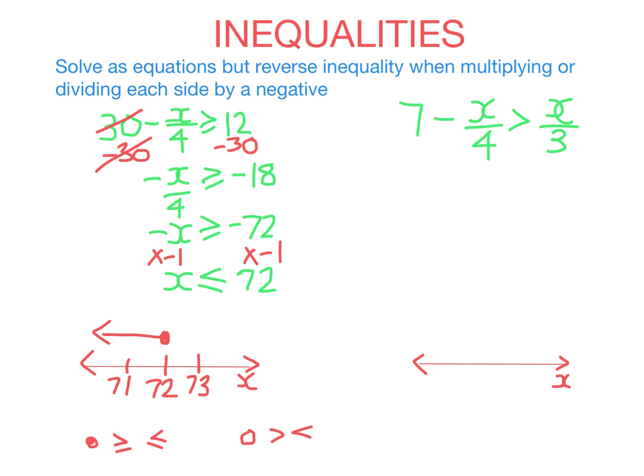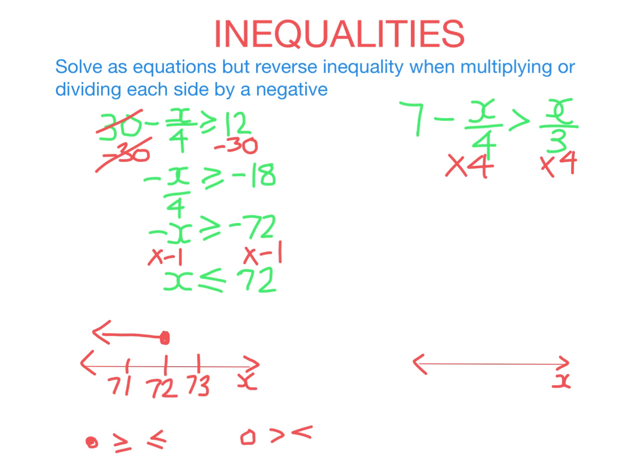Okay, let's look now at this inequality here. My first job is to get x by itself. These fractions are annoying. So what I might do is get rid of them by multiplying by 4 and then multiplying by 3. So I'm going to multiply first each side by 4.